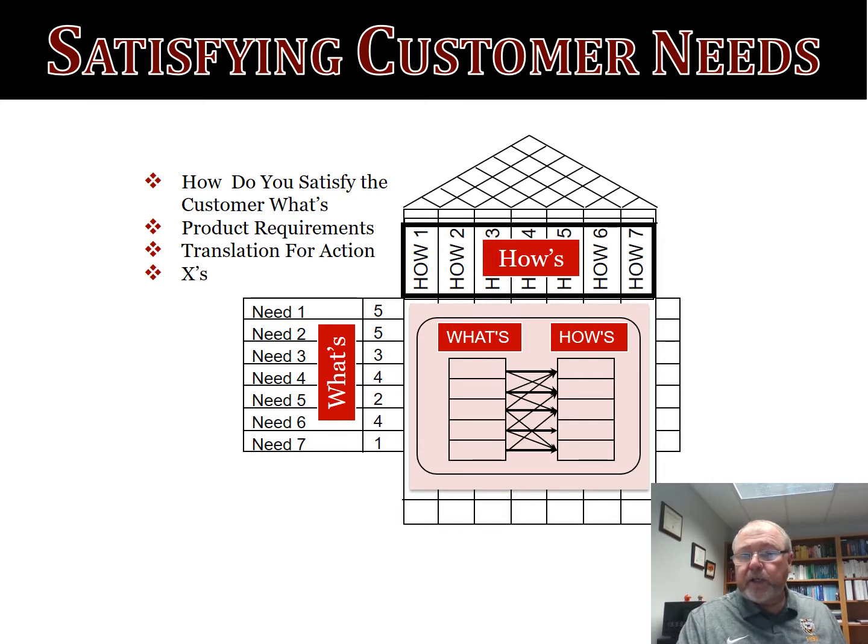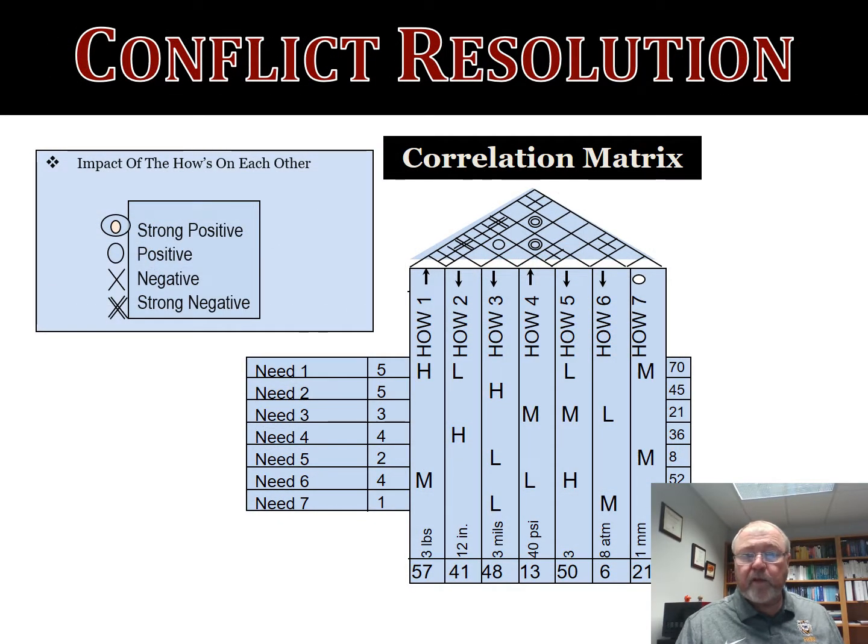The hows and the whats, the relative importance of the whats, the relationship matrix right here. The relationship between the whats and the hows, how do they map with one another? There are some other things we'd want. Conflict resolution. I've talked about conflict resolution a little bit. The idea that we were talking about in conflict resolution was to look at this correlation matrix. And when you look at this correlation matrix, the question would be, do I have any negative relationships?